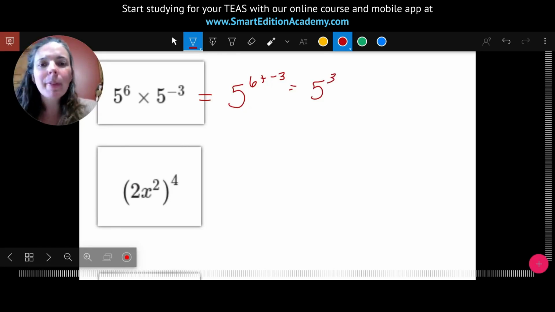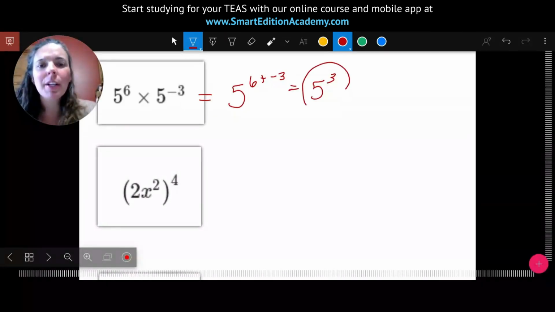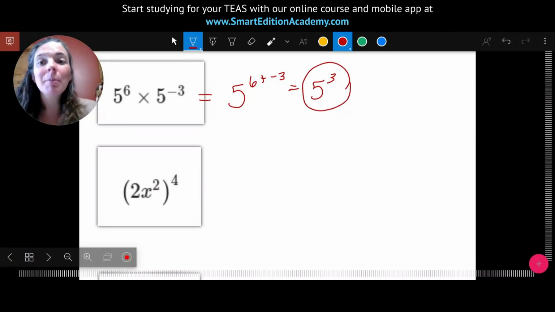Okay, so sometimes you'll be able to leave your answer as an exponent. And sometimes I want you to simplify and find the actual value. So 5 to the third, we could just do 5 times 5 times 5, and you would get 125.